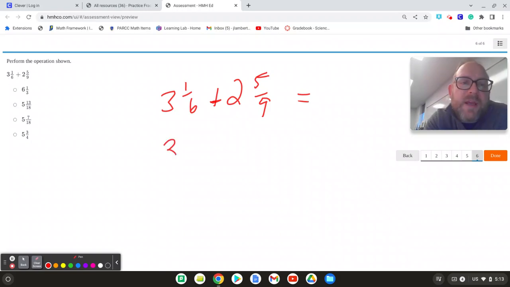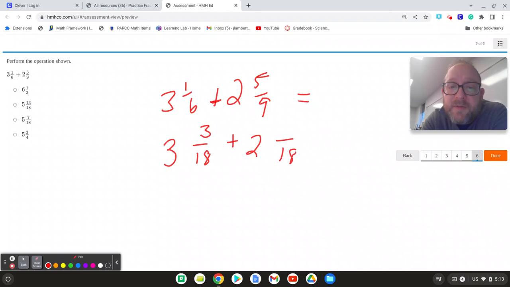So we have 3, and that's 6 times 3. 3 times 1 is 3. So 3/18 plus 2, and multiply 9 by 2 to get 18. So my 5 times 2 is 10. So I've got 3 plus 2 is 5. 3/18 plus 10/18 would be 13/18. So 5 and 13/18 is going to be the correct answer here today.